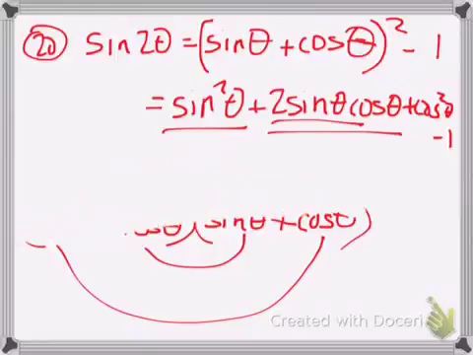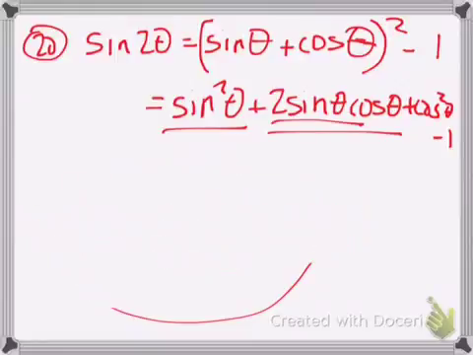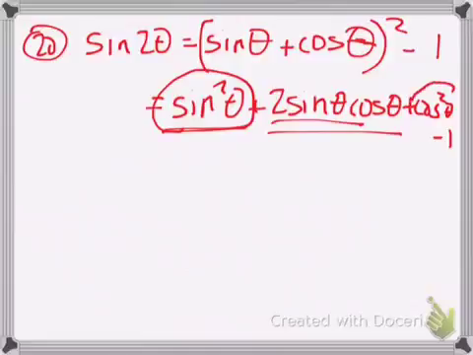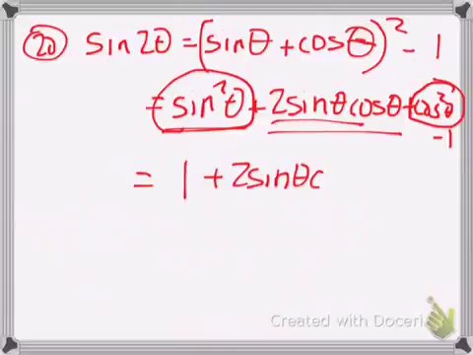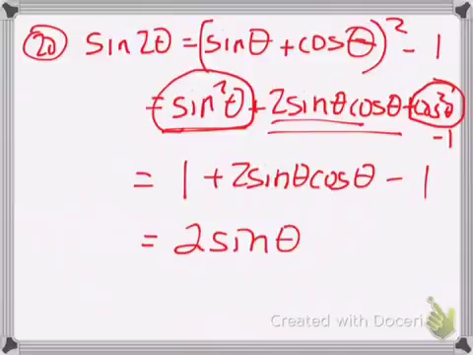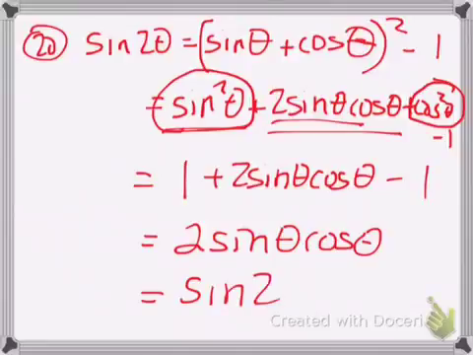Now, what we need to do is look for identities. Do we have any identities here? What is sine squared of theta plus cosine squared of theta? That's 1, isn't it? So I've got a 1 plus 2 sine theta cosine theta minus 1. 1 minus 1 is 0, so I've got 2 sine theta cosine theta, which is one of our identities. That is the sine of 2 theta.